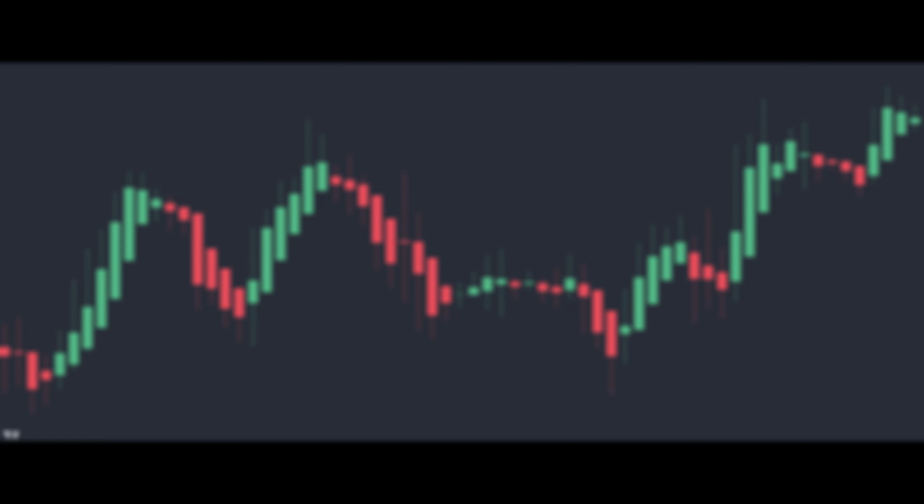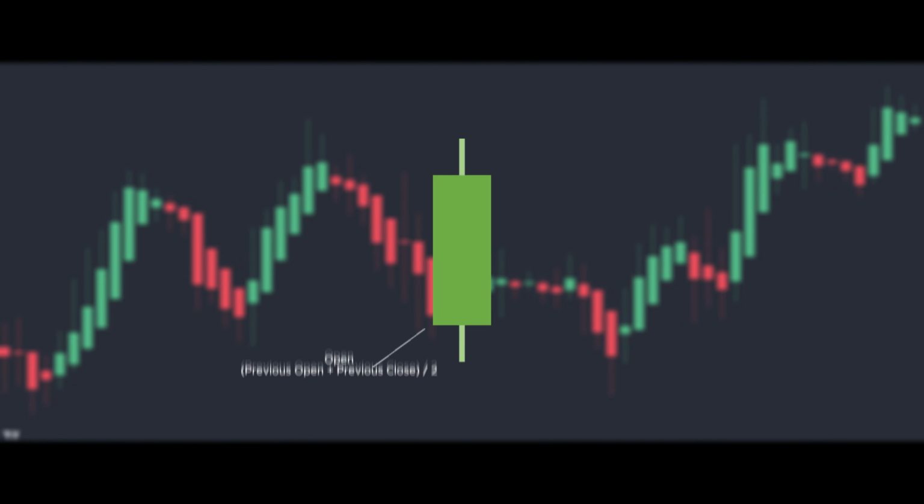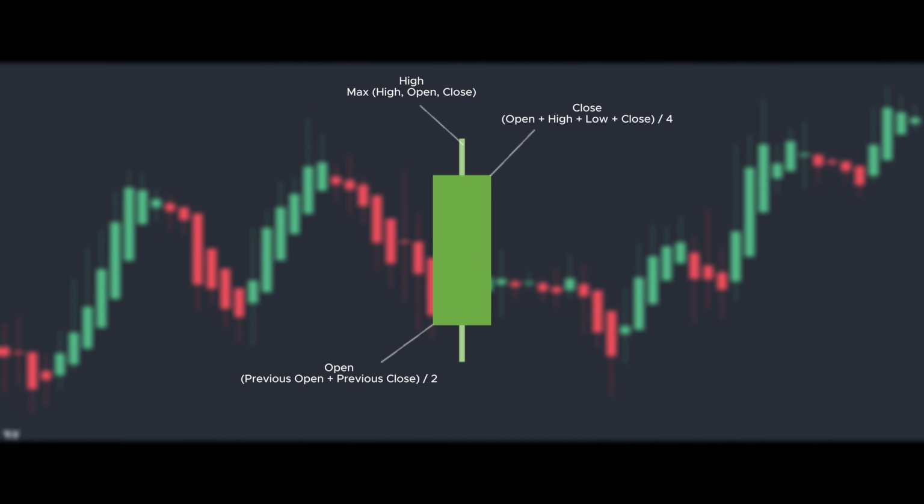Now, let's break down how Heikin Ashi candles are calculated. There are 4 key components to each Heikin Ashi candle. For open, this is the average of the previous Heikin Ashi candle open and close. For close, this is the average price for the current period. For high, this is the highest value of the current period's high, open, or close. For low, this is the lowest value of the current period's low, open, or close.